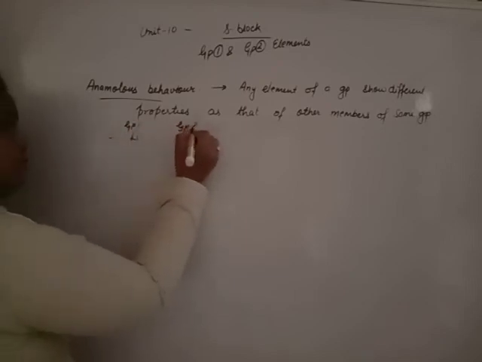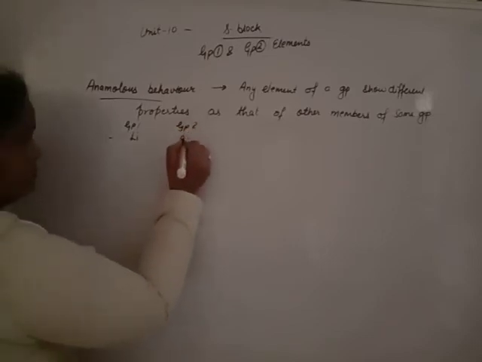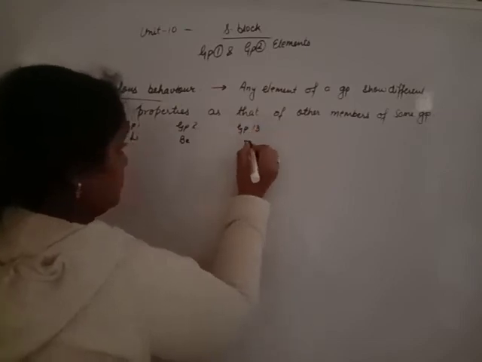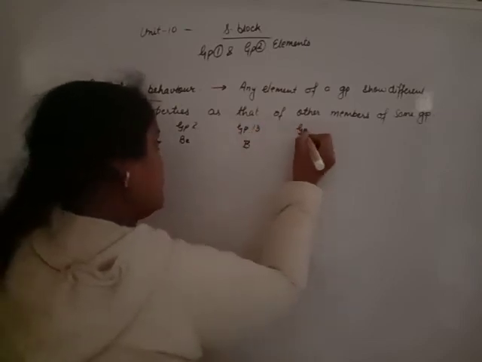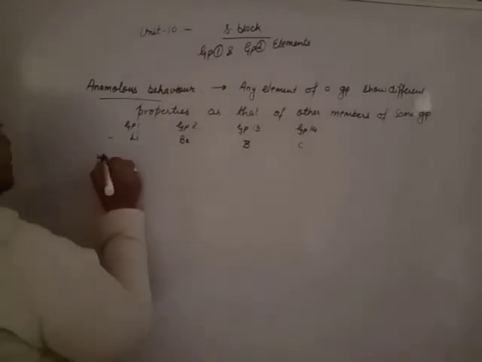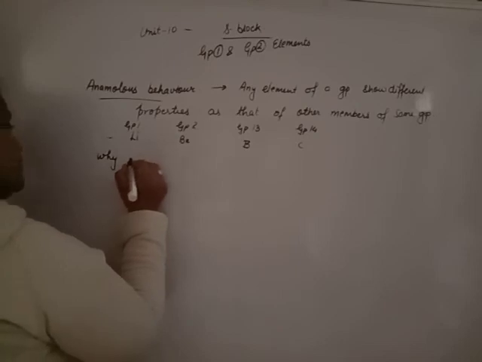Beta, group 2, beryllium. Group 13, boron. Group 14, carbon. That means the first elements of each group have different properties from the elements of the same group. Question, why do these elements have different properties? Why do elements show different behavior, anomalous behavior?